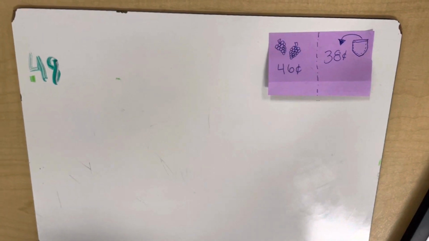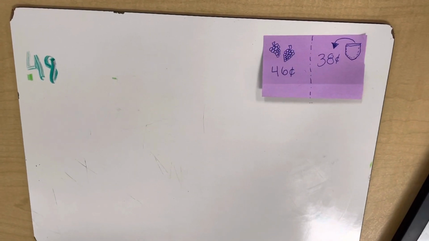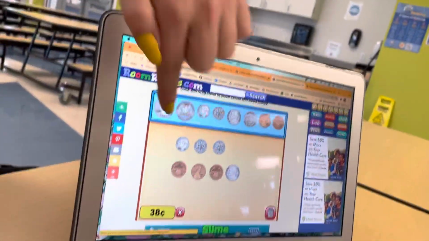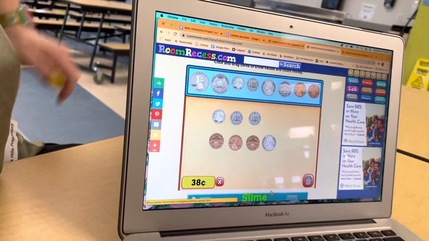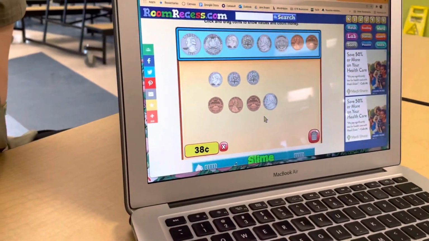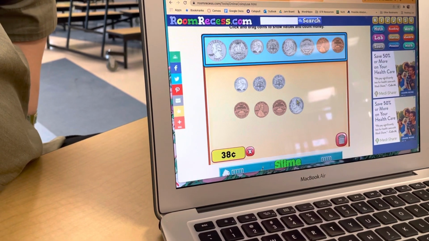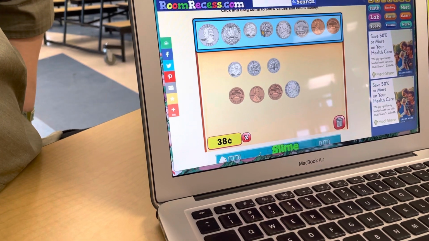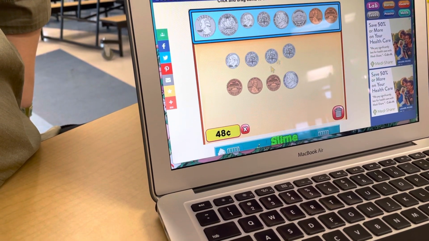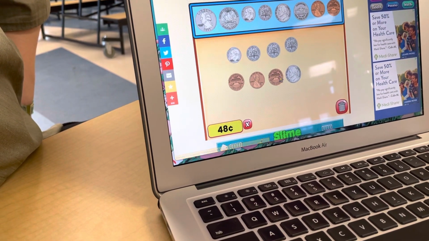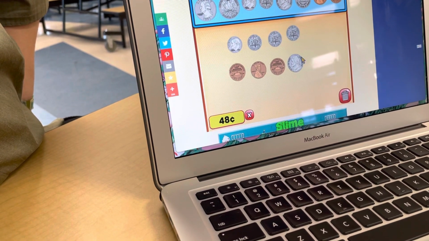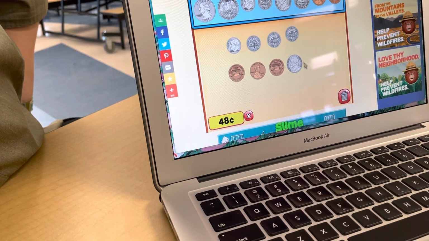Do you want to work it out on this computer thing? Yeah. Okay. Here, let's see. So here is 38 cents that we have in our pocket. So you already said that we need to add one dime. Now I got 48 cents, so we need to take away.